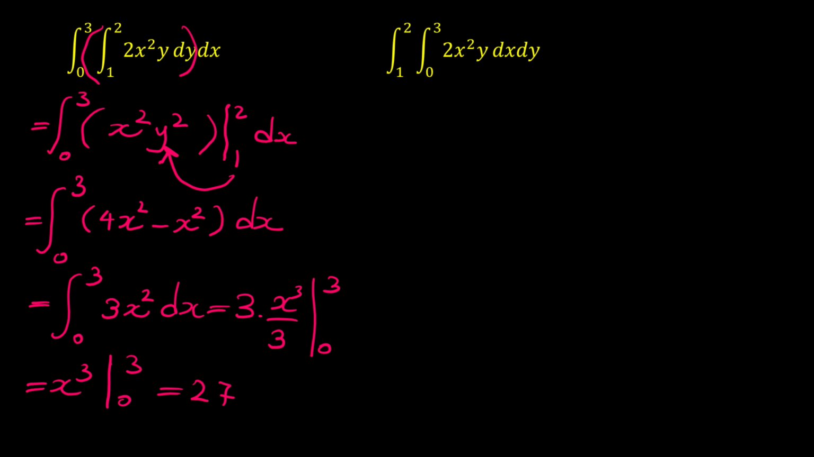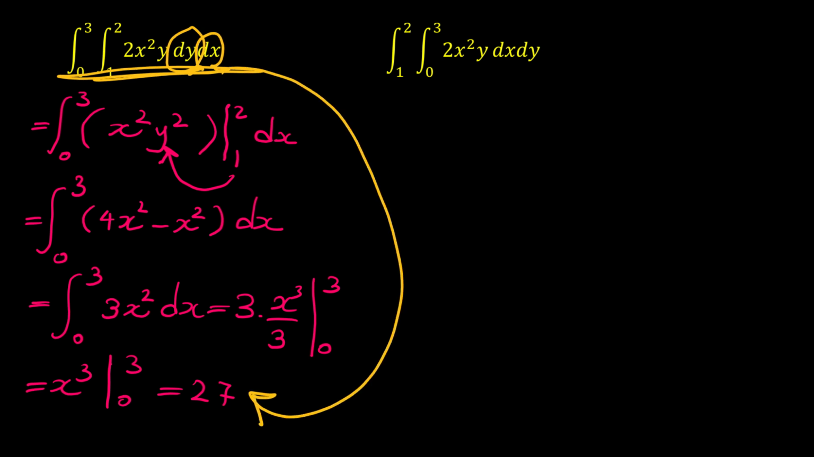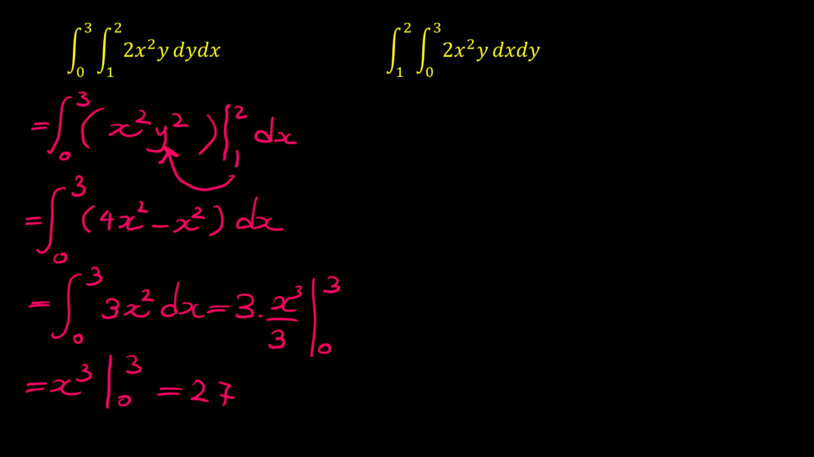So the value of this integral with this order of integration, first with respect to y, then with respect to x, is 27. Now let's see what is the value of the other integral. Here we want to find first the integral of the function with respect to x, then with respect to y.